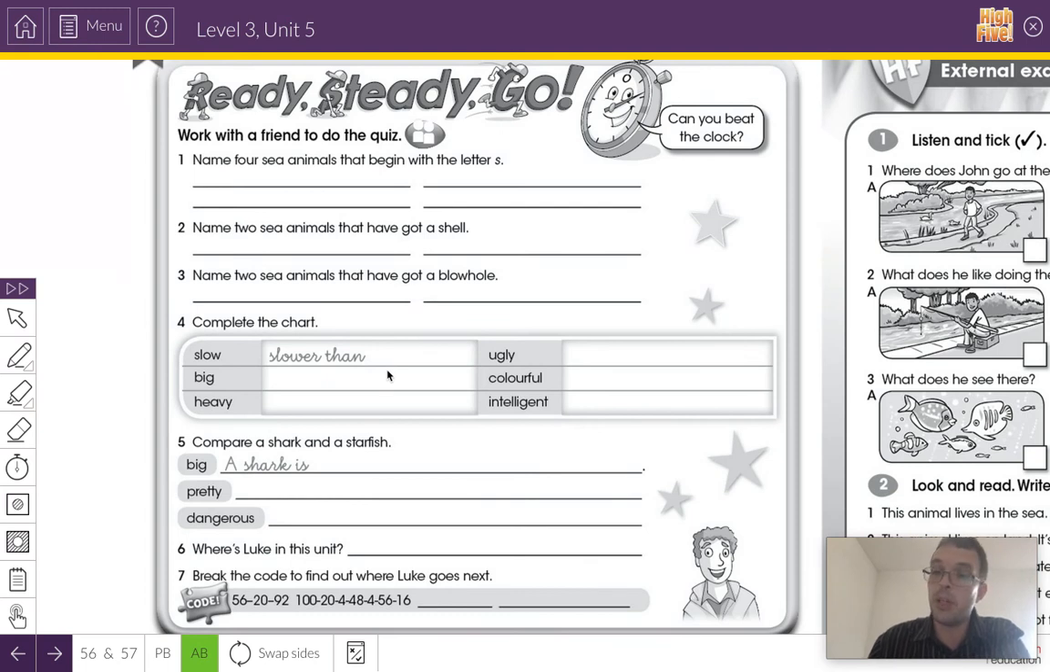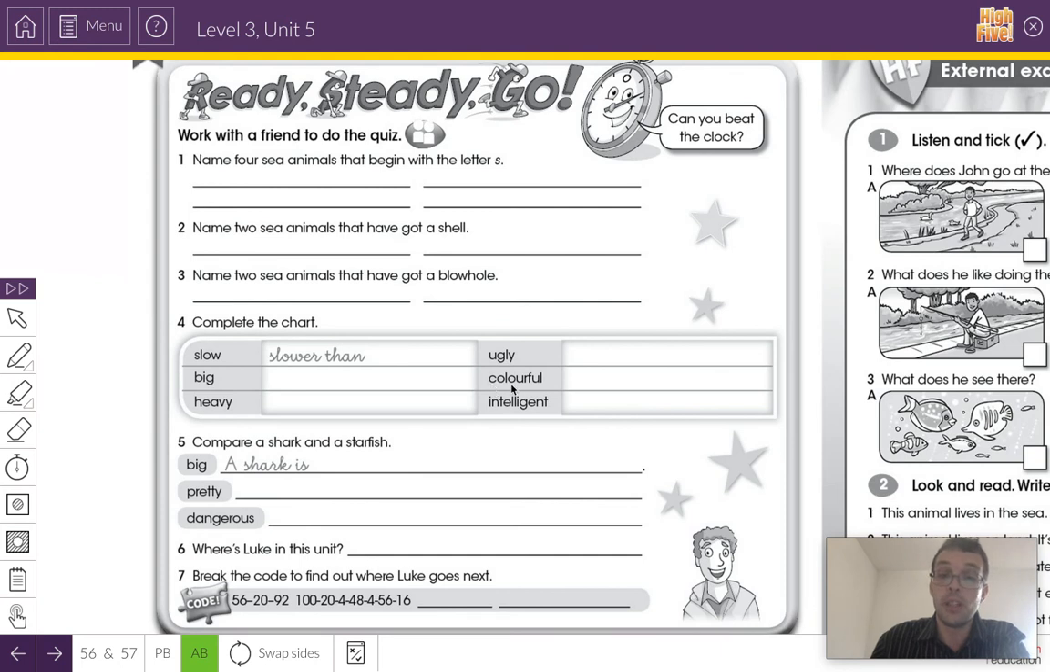Remember when we were comparing animals, we have to change the word. So, for example, slow becomes slower than. How do we change from slow to slower? What do we add? And we can do the same thing for big and heavy. So we write the comparative. Now, if you don't remember, again, you can look back in your pupils book.